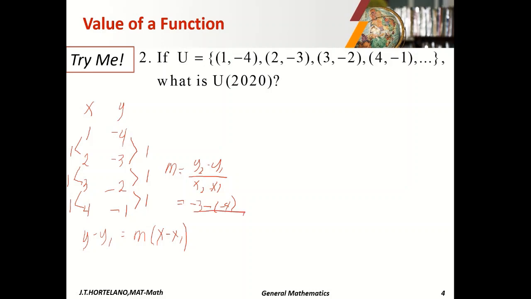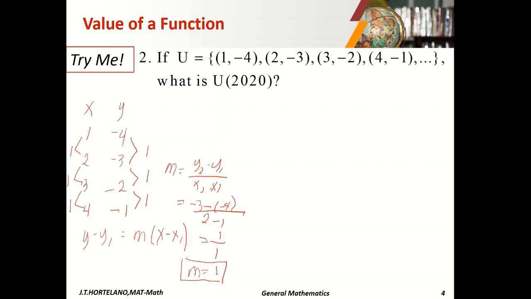over x sub 2, which is 2 minus 1. So when you simplify this, -3 plus 4 is 1, then 2 minus 1 is 1, so which is 1. Therefore, the slope is 1. Okay.